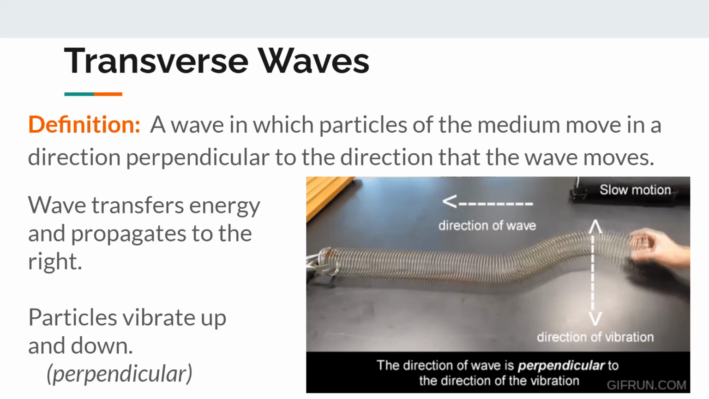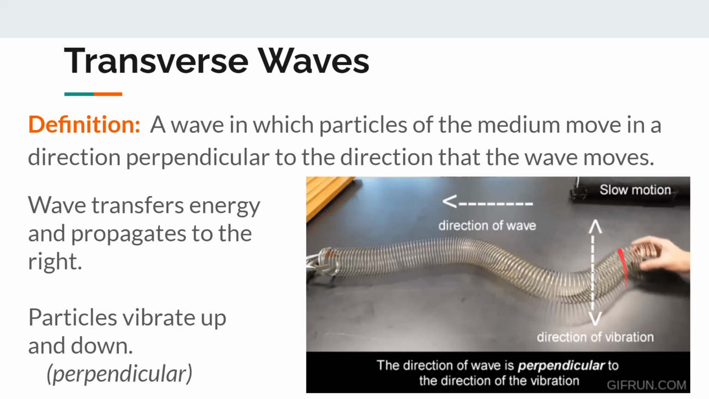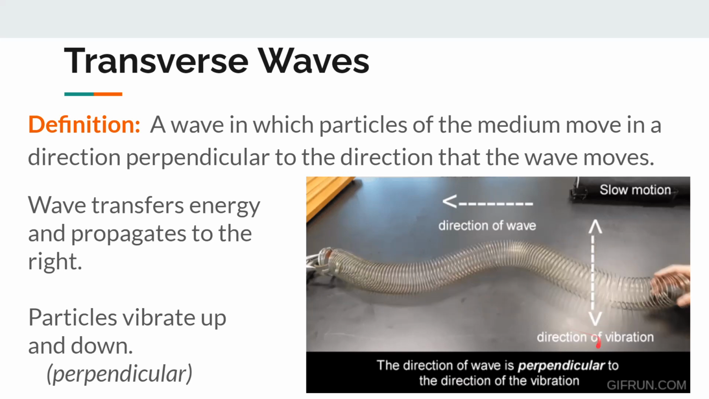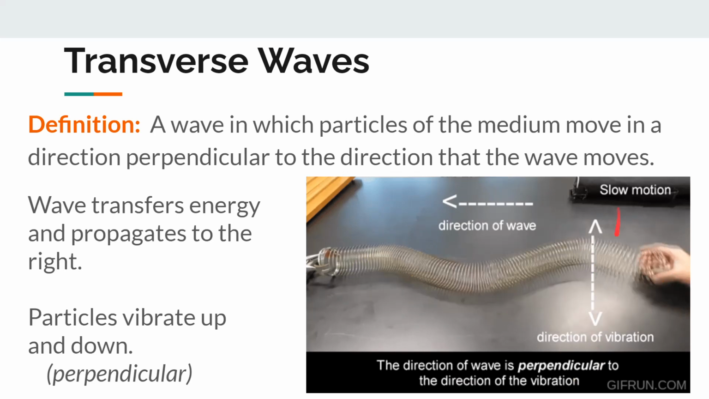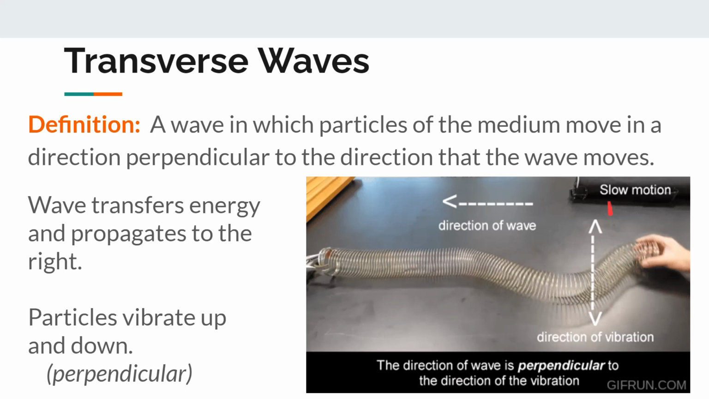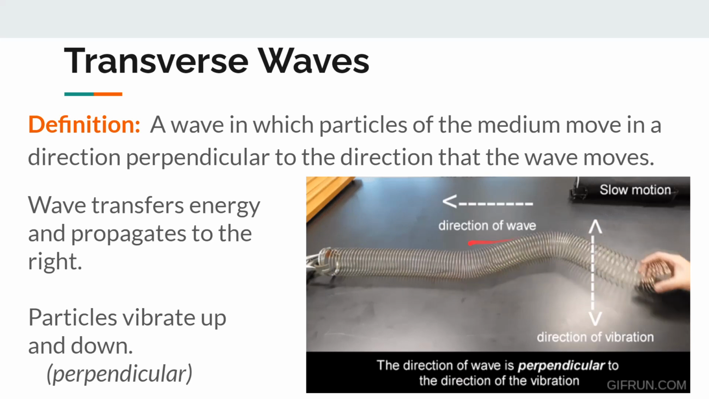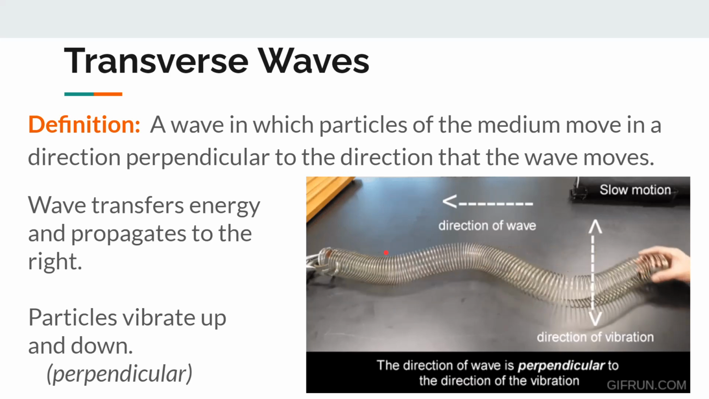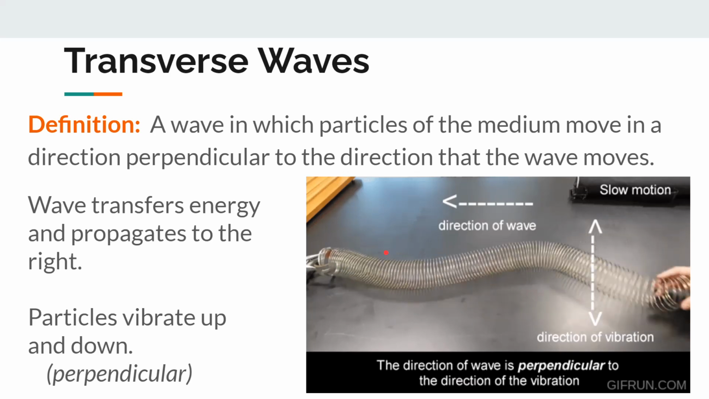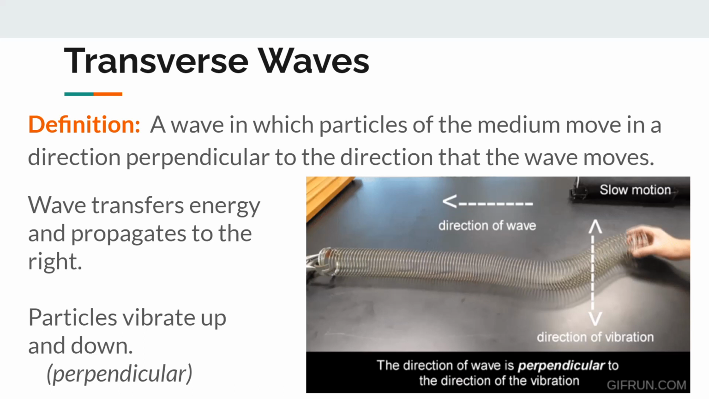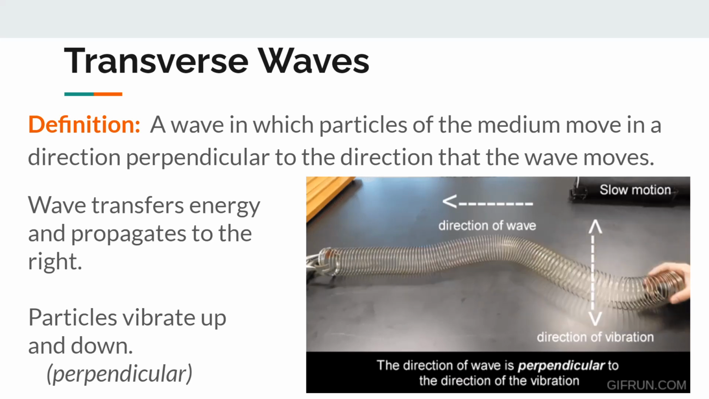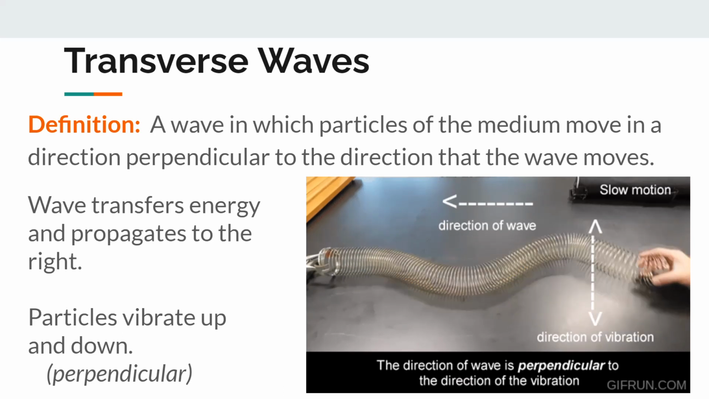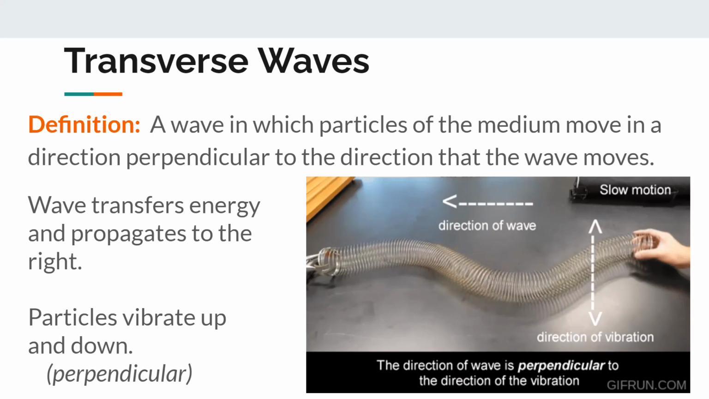So here again is a transverse wave. You can see in this one, and you saw it in the last one too, that the direction of vibration is up and down along my screen, whereas the direction of wave propagation in this particular example is to the left. So again, we have that perpendicular direction where your wave propagation is perpendicular to the particle's oscillation. That's what characterizes a transverse wave.